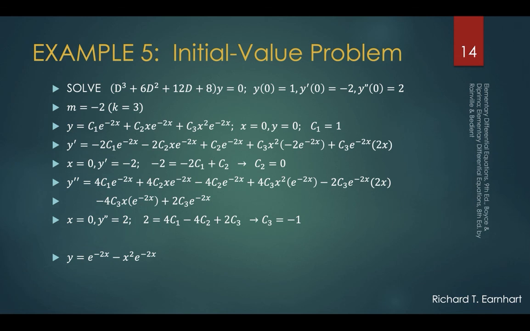Okay, let's consider an initial value problem. So how do we solve an initial value problem? If this is third order, then we expect three initial conditions, for y, the first derivative and the second derivative. So meaning here the initial condition is, when x is equal to 0, the value of y is 1, the value of y prime is negative 2, the value of y double prime is 2.